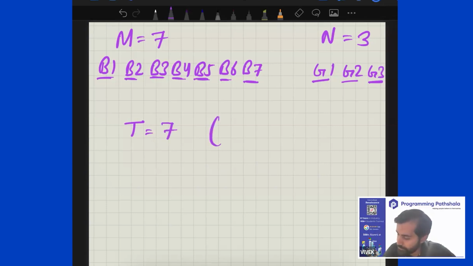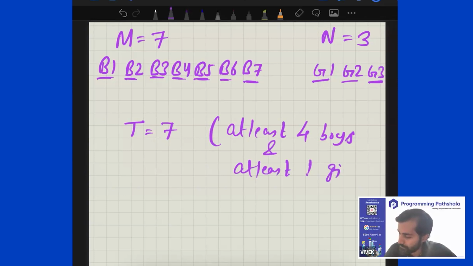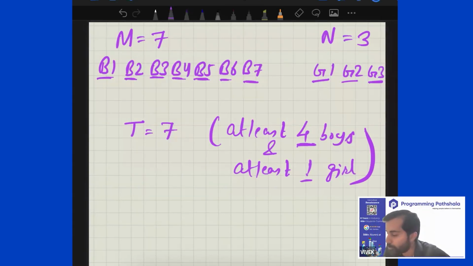And the rule is that we should have at least 4 boys and at least 1 girl. So it basically means that any team that you create should have at least 4 boys. Let's say 4 seats are fixed for boys and 1 seat is fixed for a girl. You cannot have fewer than 4 boys and you cannot have fewer than 1 girl, which is, you cannot have 0 girls.